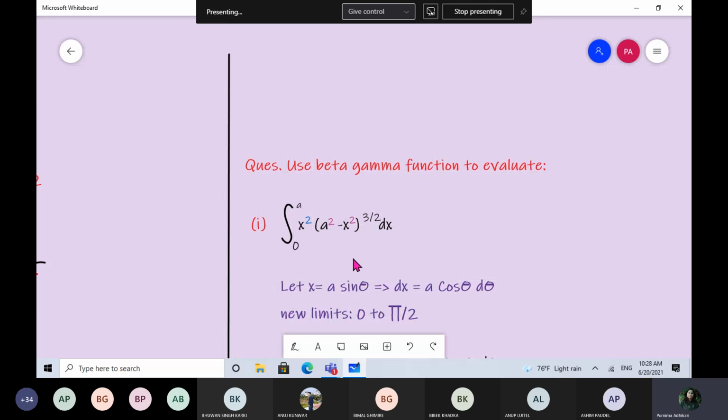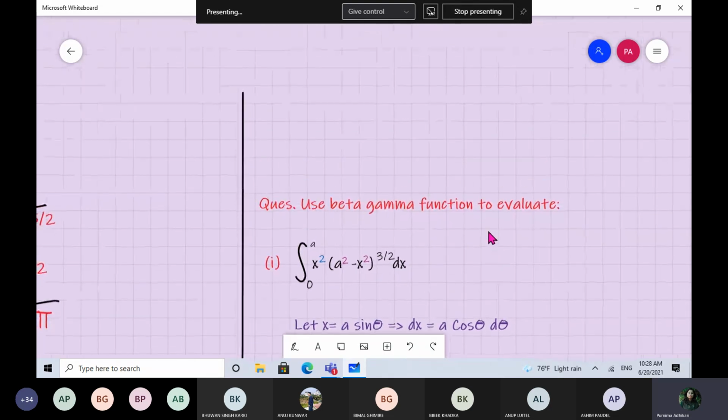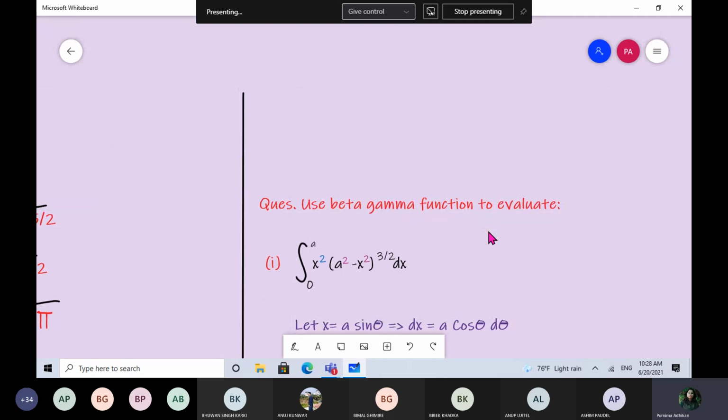Okay, use beta gamma function to evaluate. Have we discussed this part? How to go for this type of integral? No, ma'am. Okay, so let's start this type of question where the question says you have to integrate this, and what is the condition? The condition is use beta gamma function.